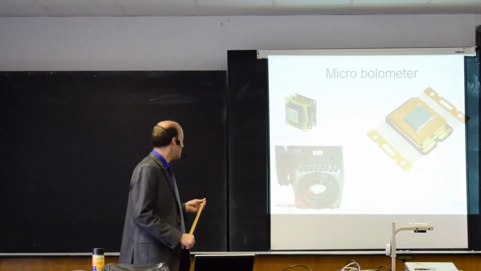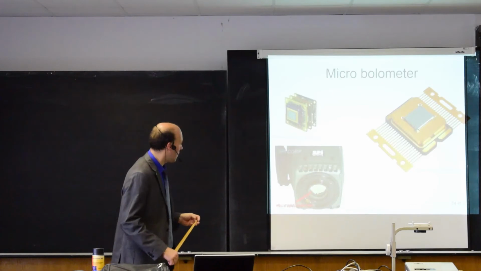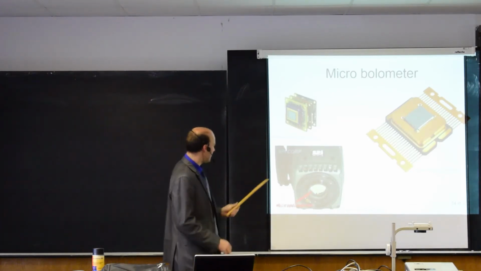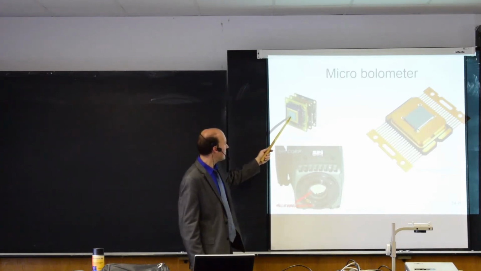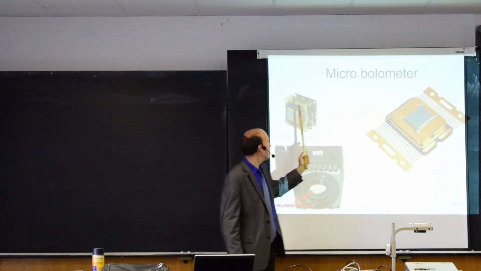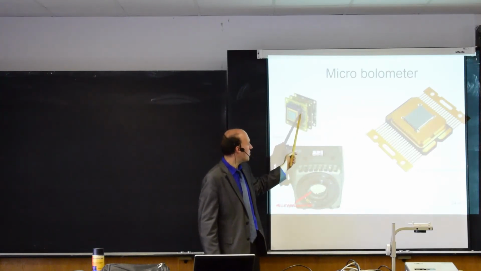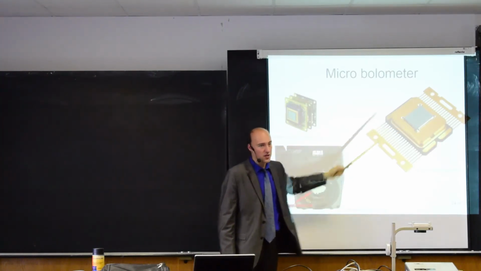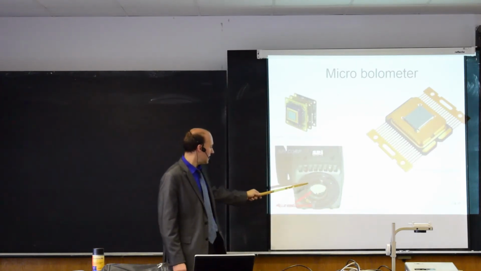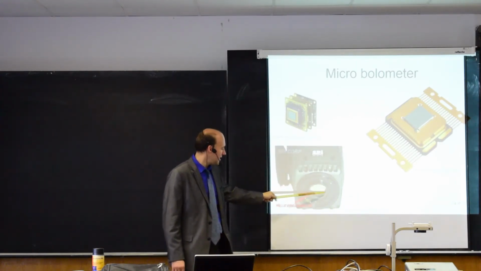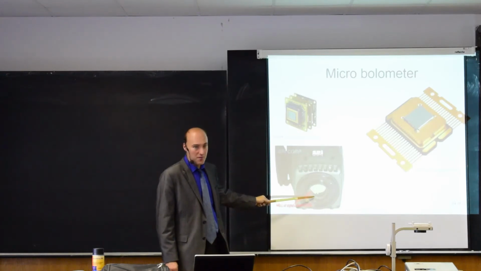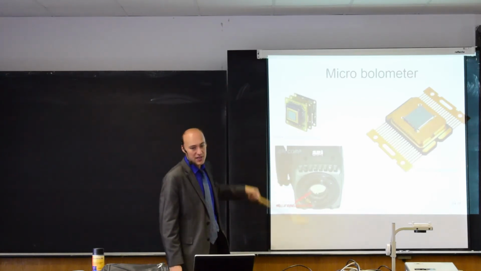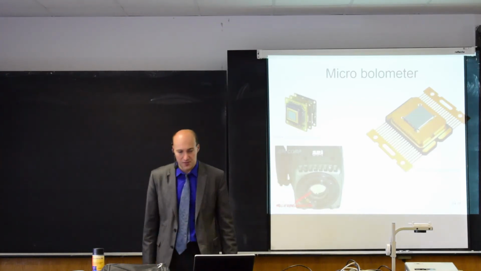Here are some chips, bolometer arrays. So this is the chip itself, mounted on the electronic boards. This is just the bolometer, and this is then the lens made from germanium, and the chip is behind this lens.